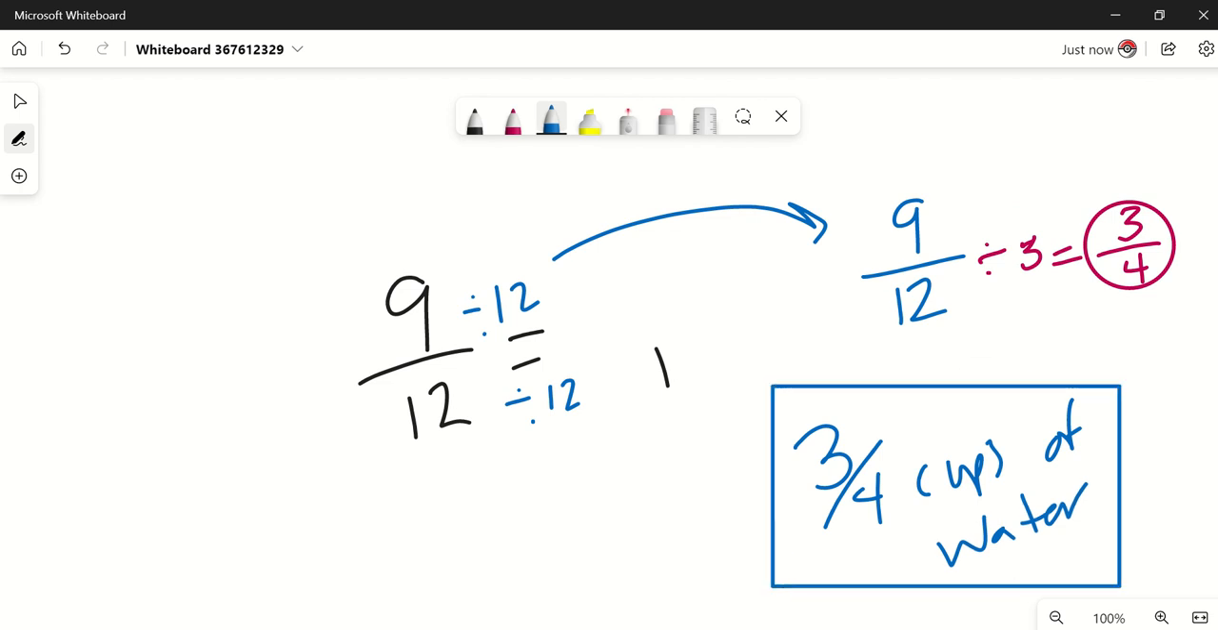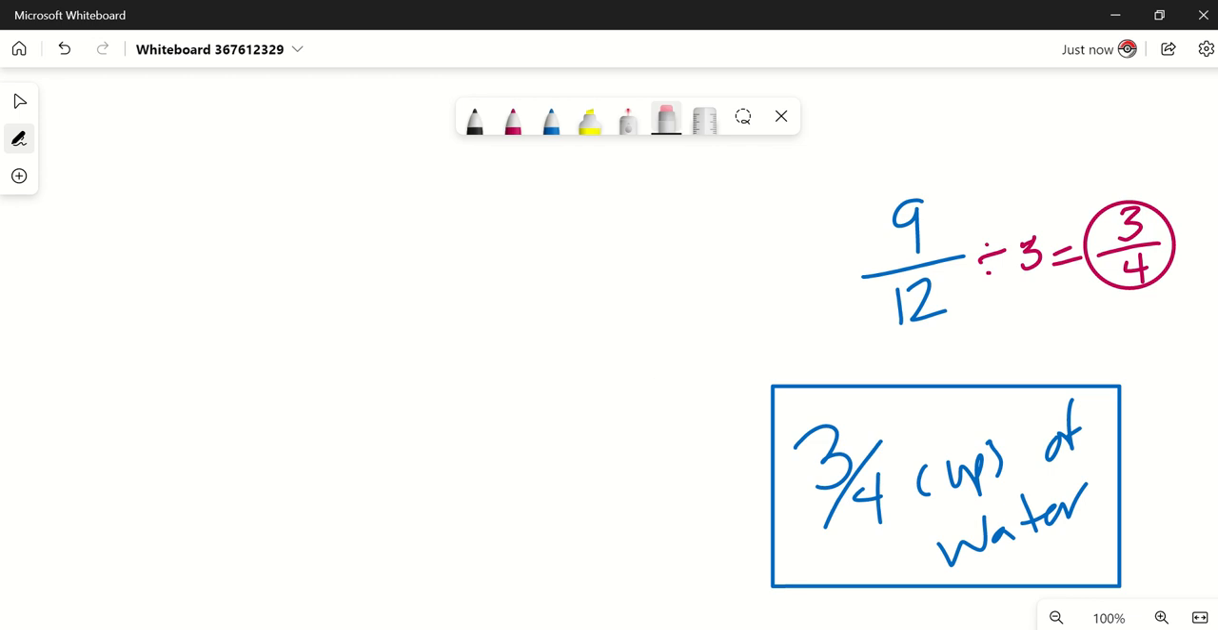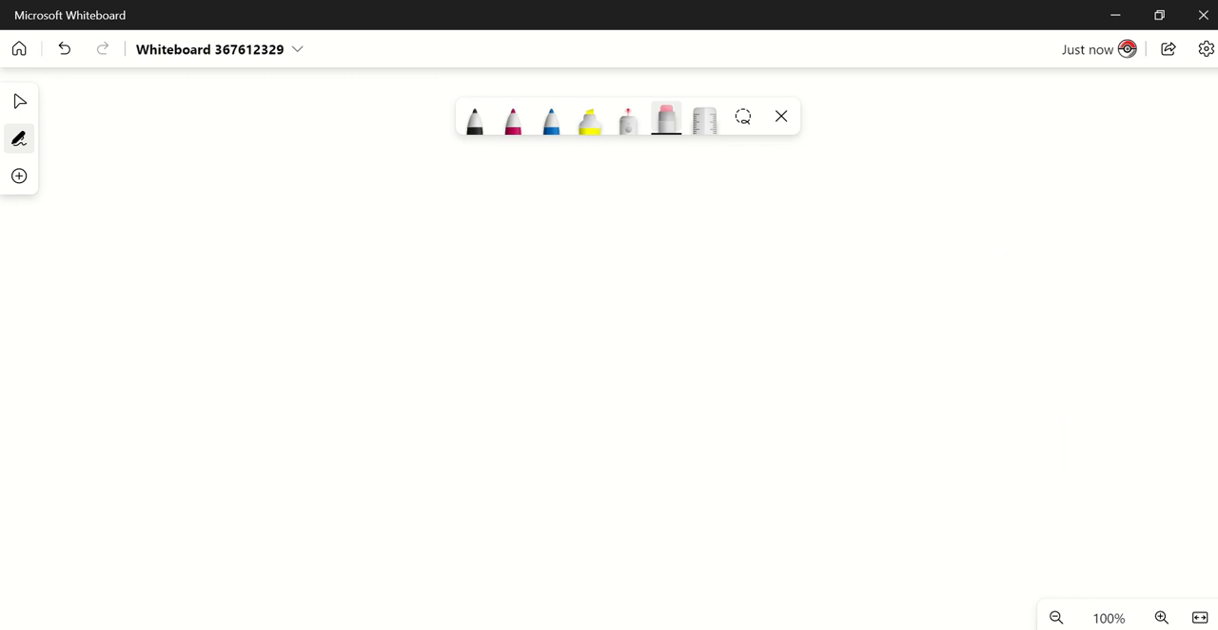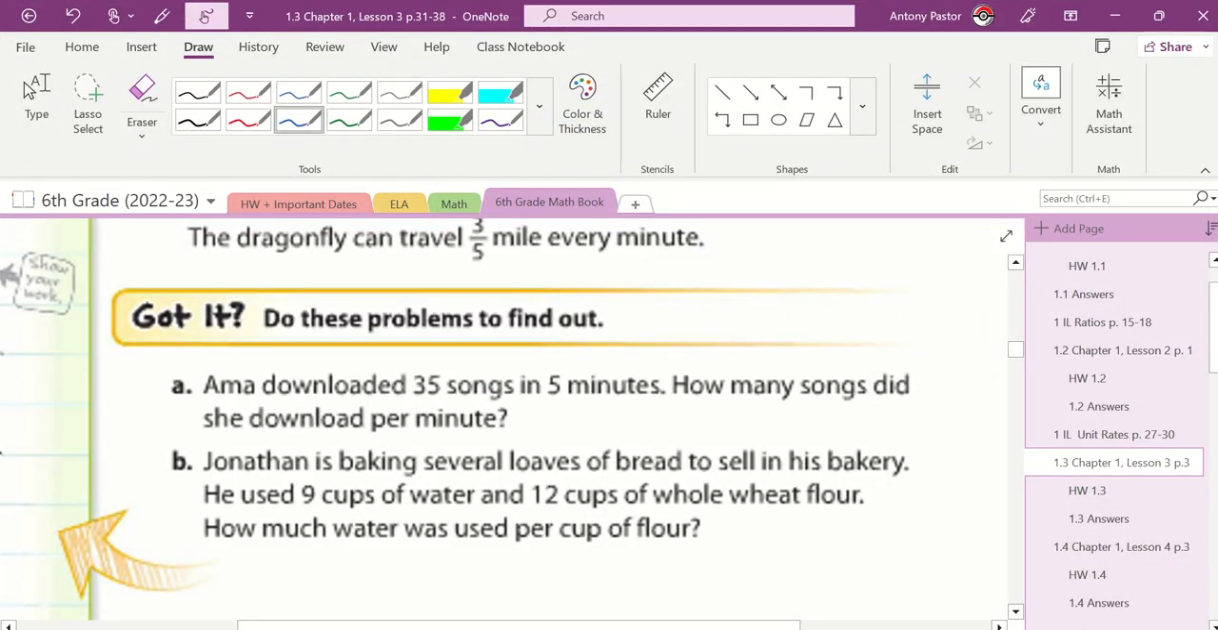Now I know I probably lost some of you guys, so let's back this one up really quick and break this one down little by little. So the question asks, Jonathan is baking several loaves of bread in his bakery. He uses 9 cups of water and 12 cups of whole wheat flour. Basically, for every loaf of bread, he uses 9 cups of water and 12 cups of whole wheat flour. Maybe per loaf, maybe for all the loaves, it doesn't matter. All they're saying is he's using 9 cups of water and 12 cups of whole wheat flour. How much water was used per cup of flour?